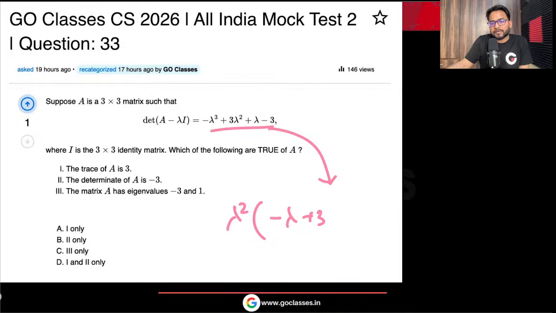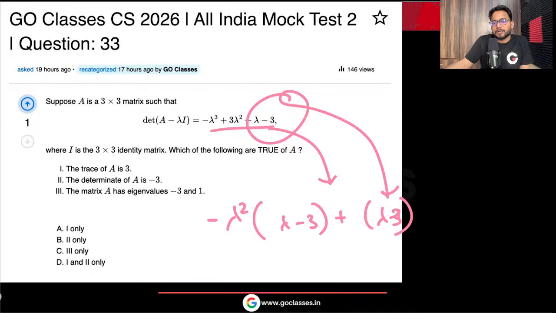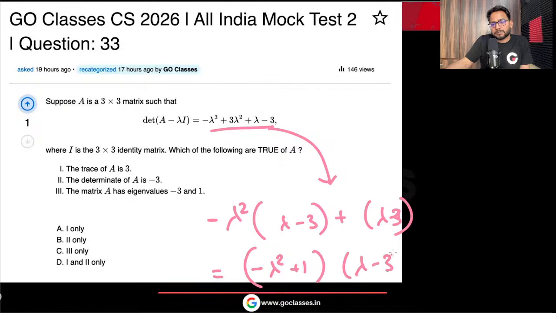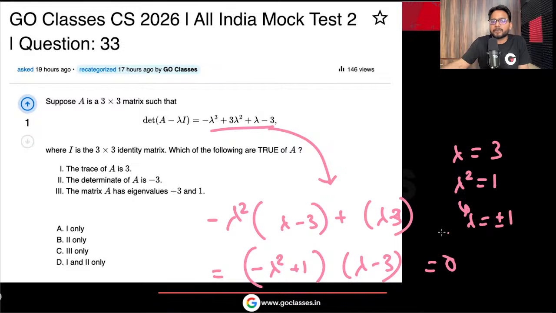Maybe let me take minus lambda square common. So it will be plus lambda minus 3. Okay, I mean just taking minus also, plus lambda minus 3. This is lambda minus 3 as it is. So from here you can say minus lambda square plus 1 and lambda minus 3, equal to 0. So what are the eigenvalues? Lambda equal to 3 is an eigenvalue, and lambda square equal to 1 means lambda is equal to plus or minus 1. So these three are the eigenvalues: 3 and plus or minus 1.